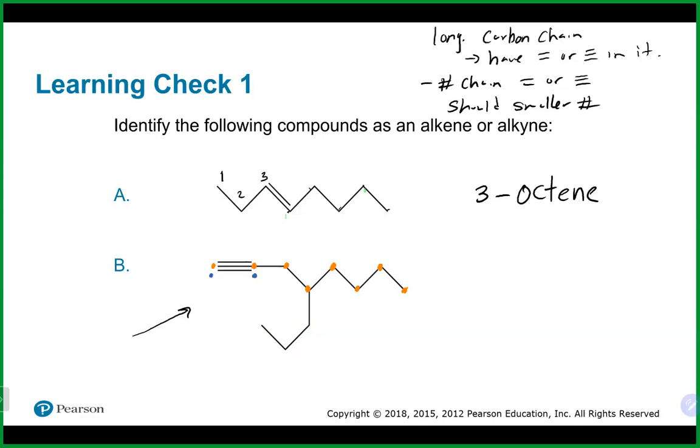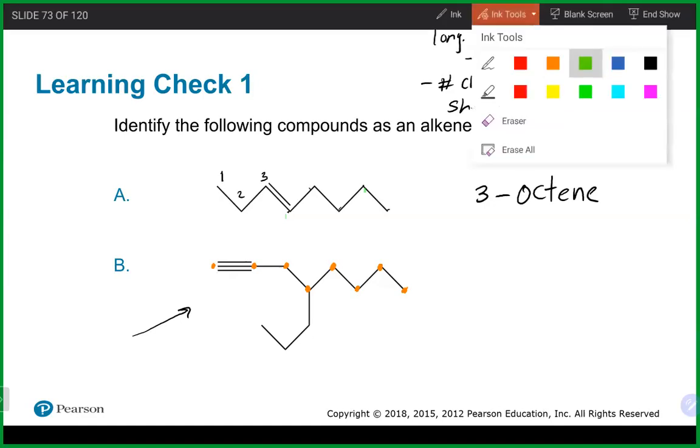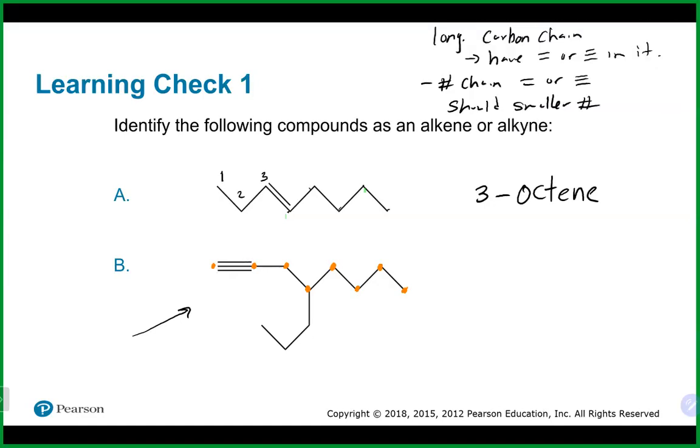So that is 8 carbons, which is still going to be based off of octane, but we do have a triple bond, so we're going to do octyne, right? We could clearly see that we should number left to right here because that's going to give our triple bond the smallest number of 1. So this would be 1-octyne.